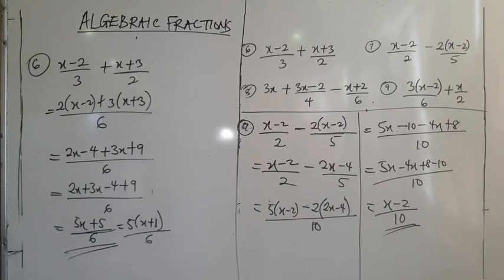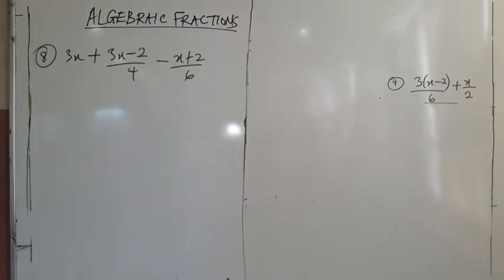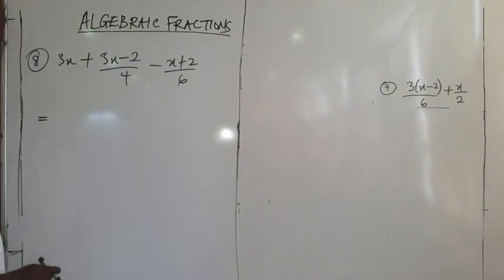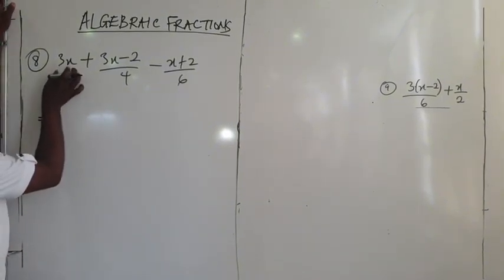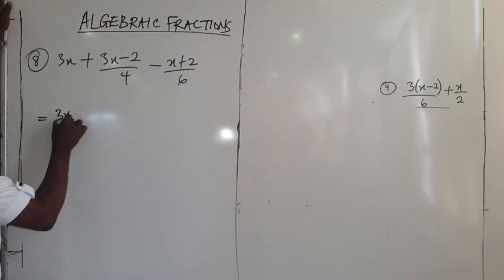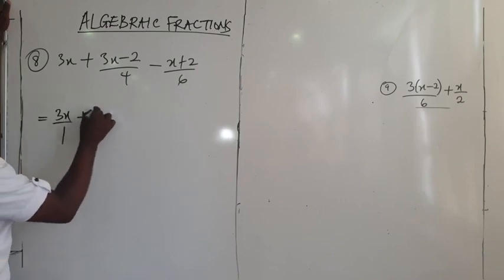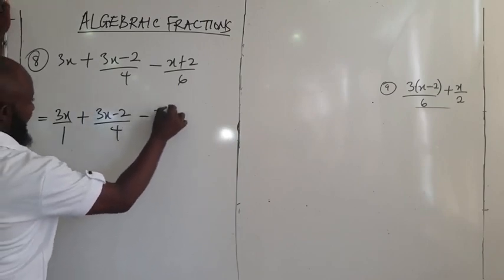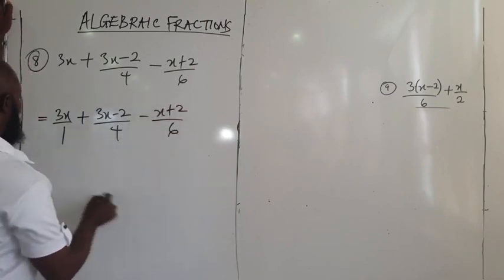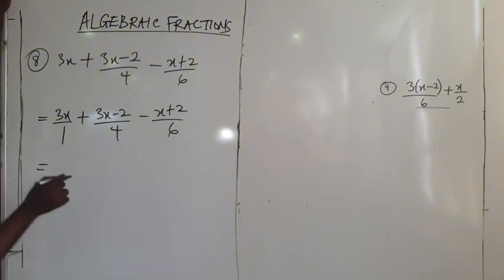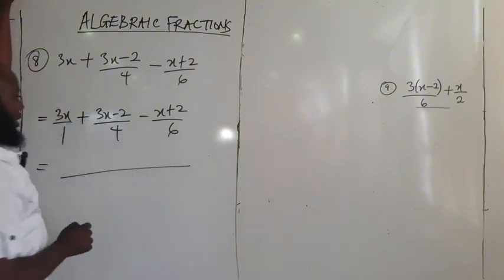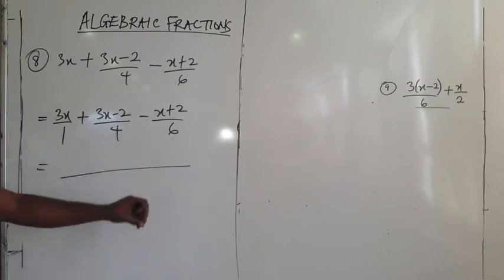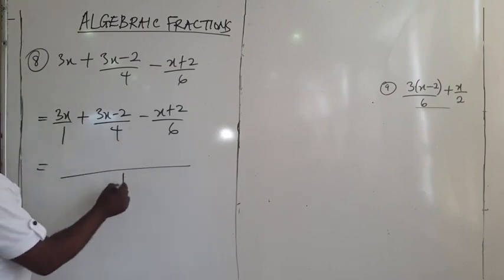So we look at the next one, which is question number 8. This is what we have here. The next thing is for you to change this into fraction. That is going to be 3x over 1 plus 3x minus 2 all over 4 minus x plus 2 over 6. So the next stage is to find the LCM of 4 and 6. Something is common to them, so that's going to give us 12.